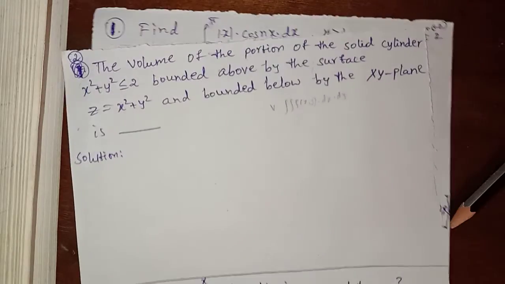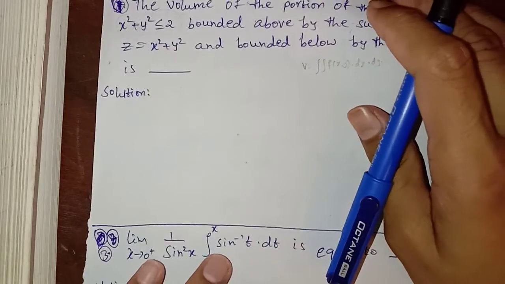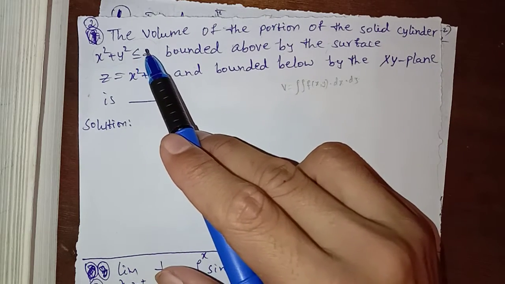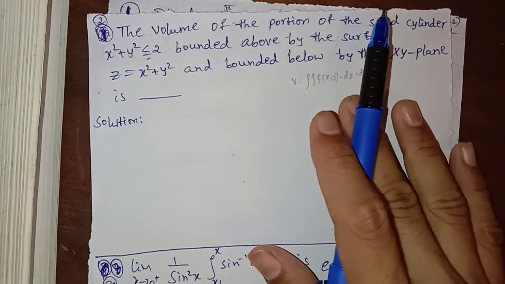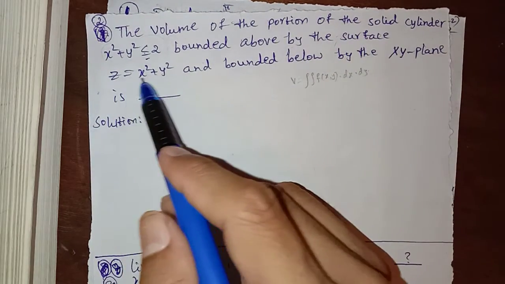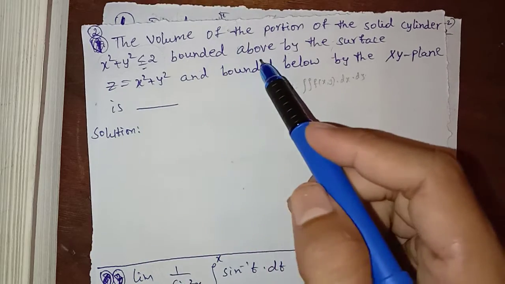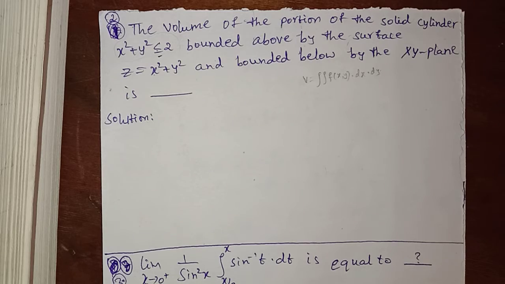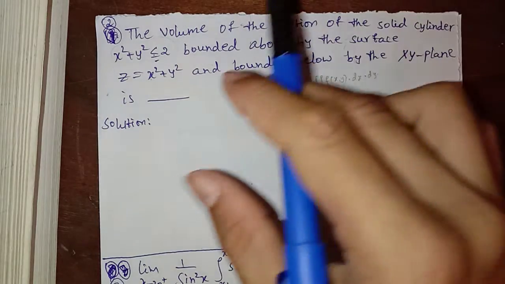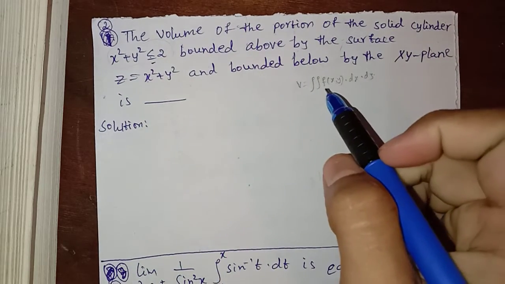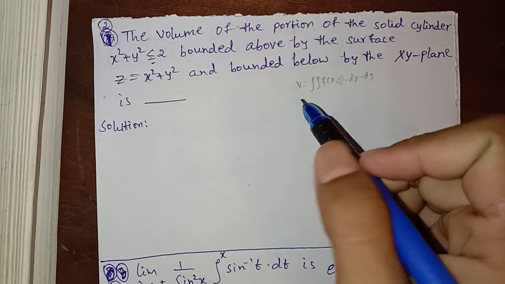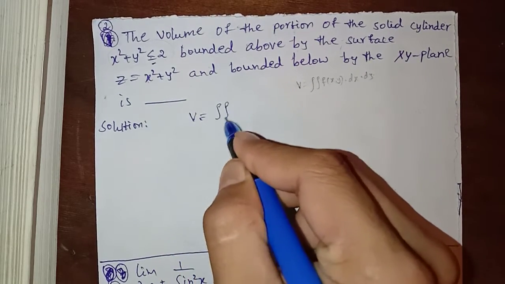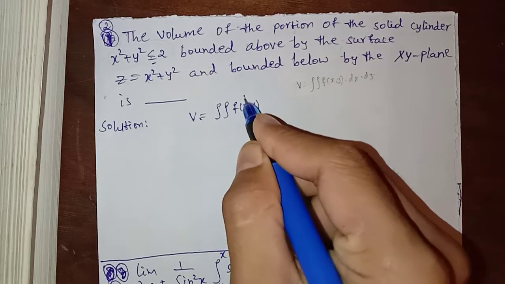Now the second problem is, the volume of the portion of the solid cylinder x square plus y square is less than or equal to 2, bounded above by the surface z is equal to x square plus y square and bounded below by the xy plane. Now we have to find the value of the volume of the portion. To find the volume of the portion, V is equal to double integral of f of xy. What is f of xy? This is z.